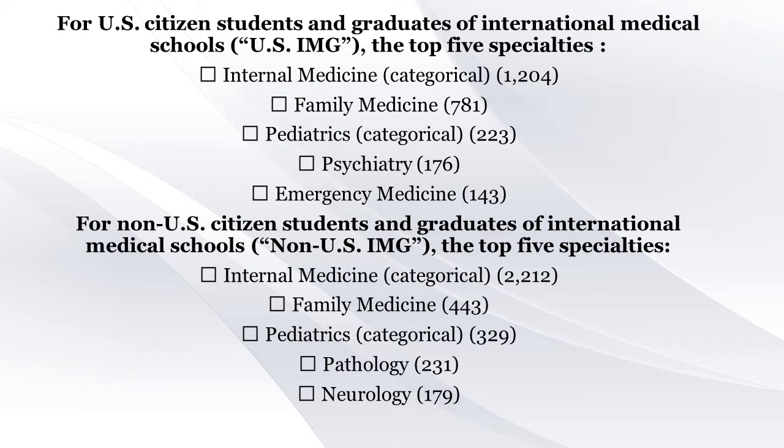Here we have the list of specialties that has been chosen by US IMGs and the non-US IMGs in the past. So you can see internal medicine, family medicine, pediatrics, psychiatry, emergency medicine, and neurology and pathology are the top specialties that were opted by the US and non-US IMGs.